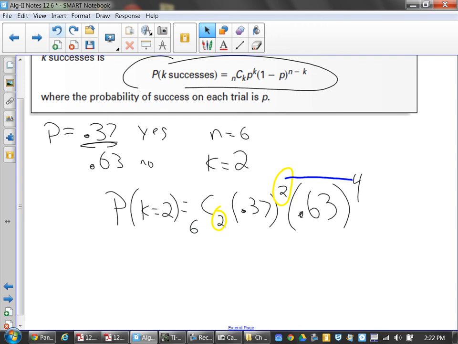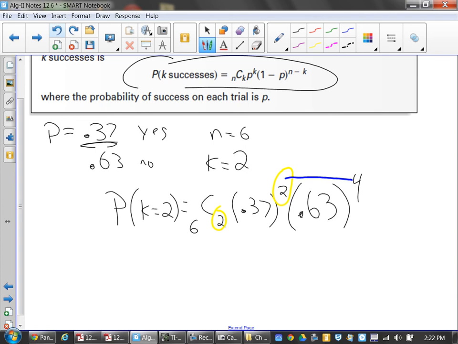Do we have to subtract n minus k? Nope, you did that. What's 6 minus 2? Okay. I'm showing it as an easier version of what they write it out as, because you know what you're doing. How many trials? I had 6. How many successes do I want? 2. What's the probability? 0.37. What's the complement? 0.63. Squared, 4. Just to make sure that I plug that in.